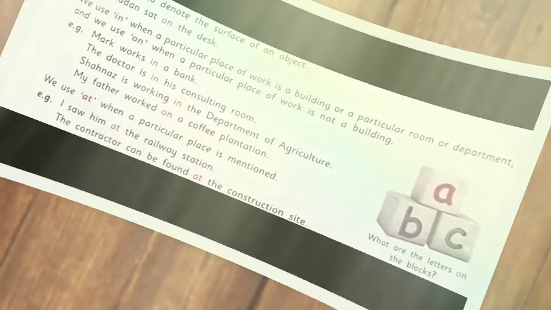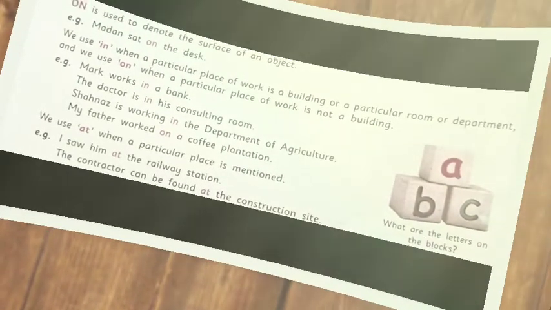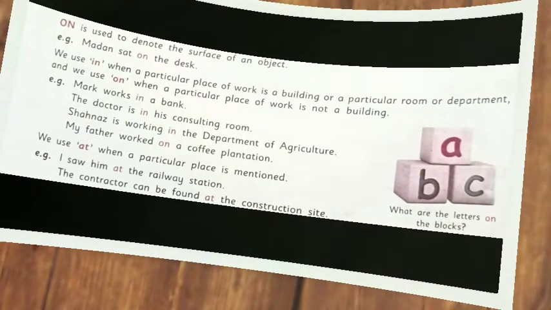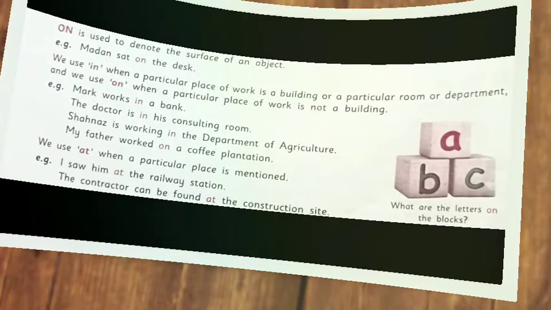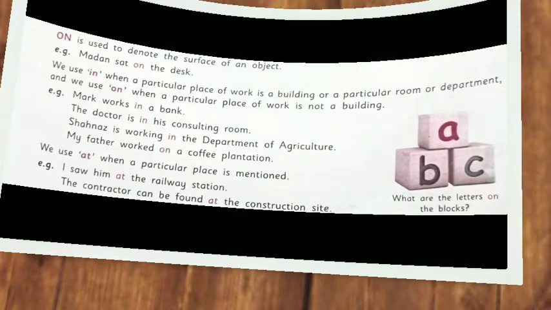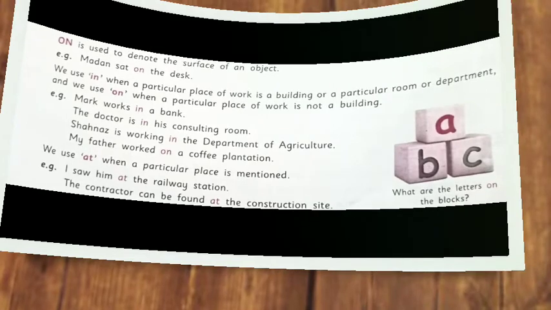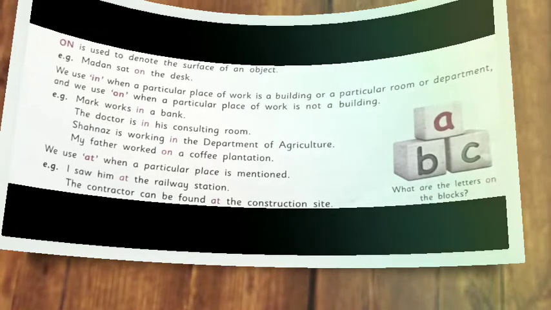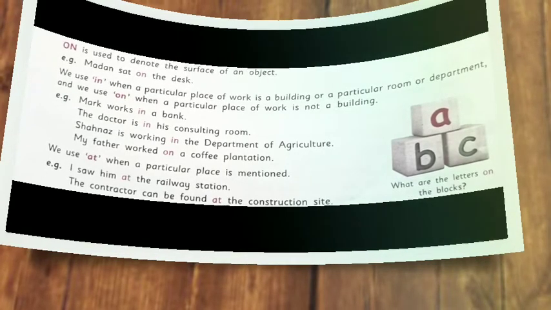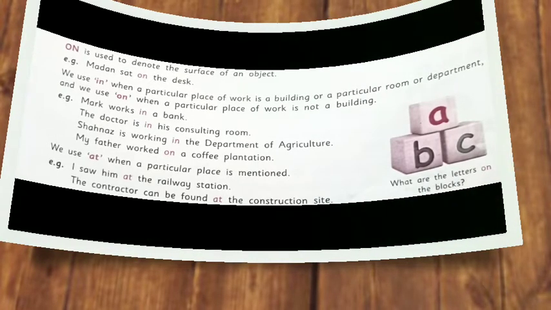We use on to denote the surface of an object. For example, Mohan sat on the desk. We also use in with a particular place of work. For example, Mark works in a bank. Doctor is in his consulting room. We use at when a particular place is mentioned. I saw him at the railway station.